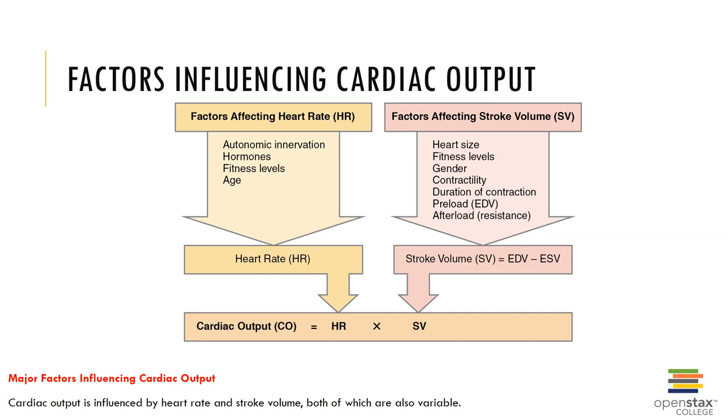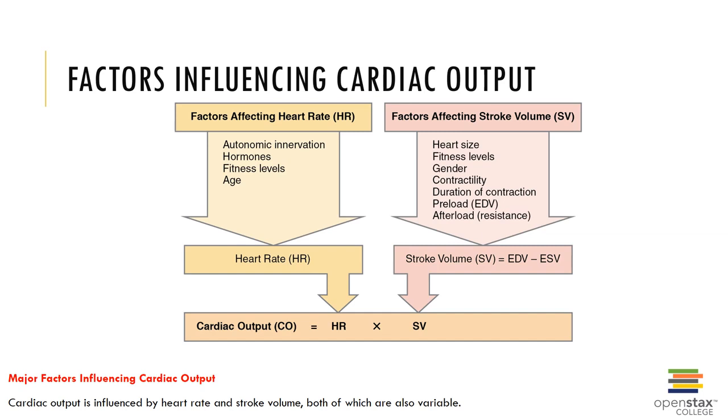The afterload is the amount of tension the contracting ventricles must produce in order to force the semilunar valves open and to eject blood into the aorta. The greater the afterload, the longer the period of isovolumetric contraction, which also indicates the shorter the duration of ventricular ejection and the larger the ESV, or end systolic volume. In other words, as afterload increases, ESV increases, and therefore stroke volume decreases.